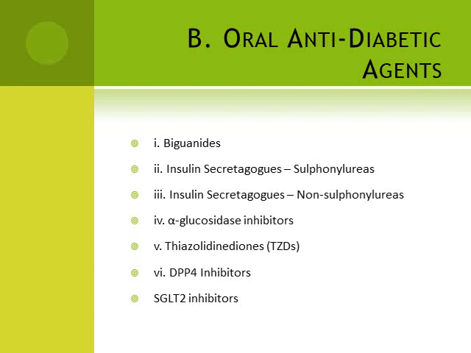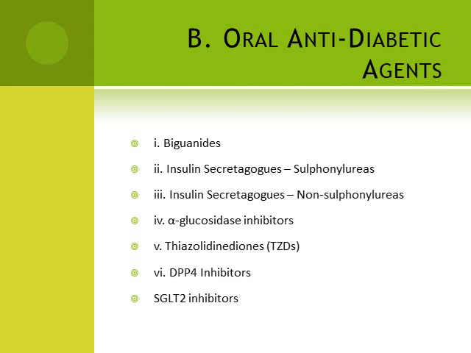Now we come to the pharmacological therapy. Oral antidiabetic agents are the biguanides, insulin secretagogues, the sulfonylureas, then insulin secretagogues, non-sulfonylureas, alpha glucosidase inhibitors, thiazolidinediones, dipeptidyl peptidase 4 inhibitors, and sodium glucose cotransporter 2 inhibitors. These are the certain groups of oral hypoglycemic agents.